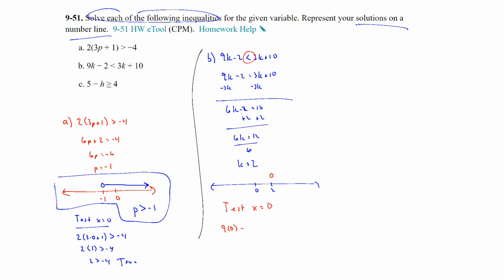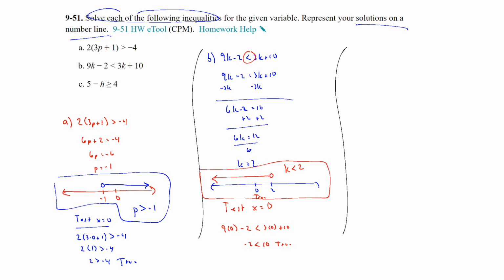So 9 times 0 is 0, and then on the other side, 3 times 0 is 0. So all you're left with is negative 2 is less than 10, and that is a true statement. So we want the values where 0 is, which is to the left. Since 0 was true right here, that's where the solutions are going to fall. And once again, don't forget to write the inequality as well. k is less than 2. So all of this, again, is part of your solution.